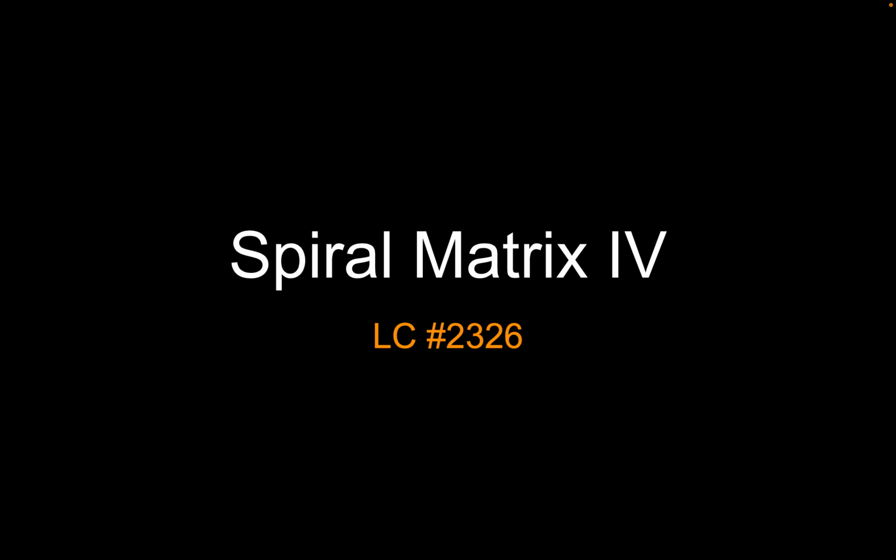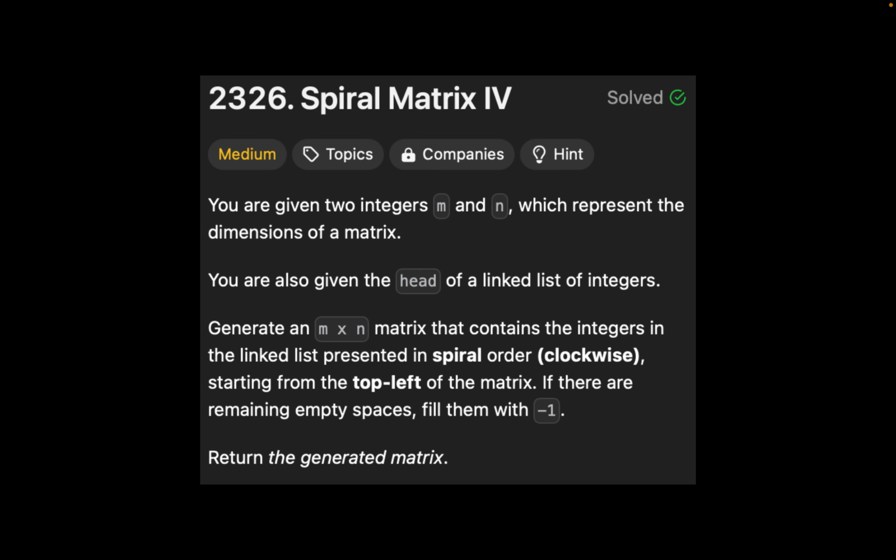Spiral Matrix 4 is LeetCode 2326. So here's the question. You're given two integers, m and n, which represent the size of a matrix, with m being the number of rows and n being the number of columns. You're also given a linked list with a head that is head. And then you're supposed to generate an m times n matrix that contains the integers in a spiral clockwise order.